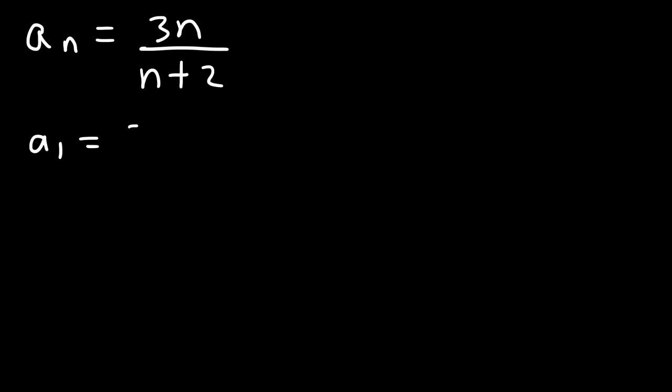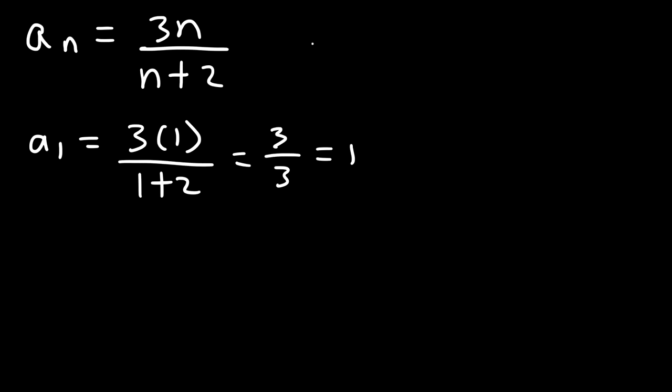Now let's work on an example problem. Consider the sequence a sub n is equal to 3n divided by n plus 2. Is this a monotonic sequence? And if it is, is it always increasing or decreasing? Well, first, let's get a general feel for the sequence by listing out the first 4 terms. The first term, a sub 1, is going to be 3 times 1 divided by 1 plus 2. So that's 3 divided by 3, which is 1.